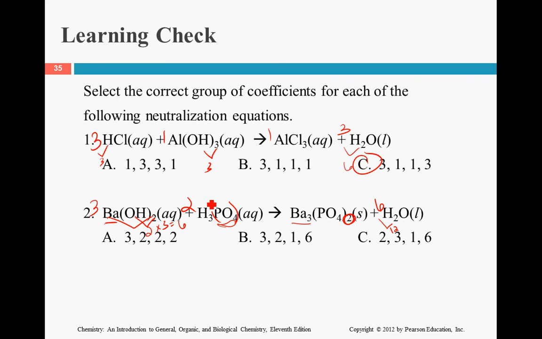Now I'm going to go back and do the hydrogens. So I have 6 here still. 2 here times 3. I have 6. And I have 6 here. Here's 12. So we're good. So it's going to be 3, 2, 1, 6, which is B. Notice by waiting till the hydrogens till the end, because I saw it in 2 different compounds on one side of the arrow, it kind of worked out on its own and made my life easier.